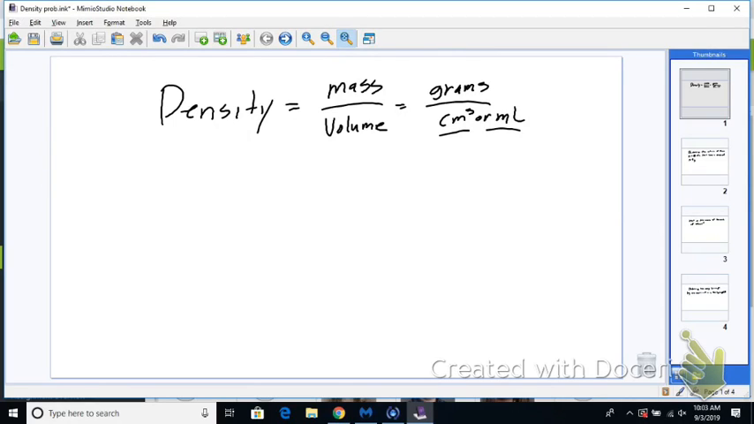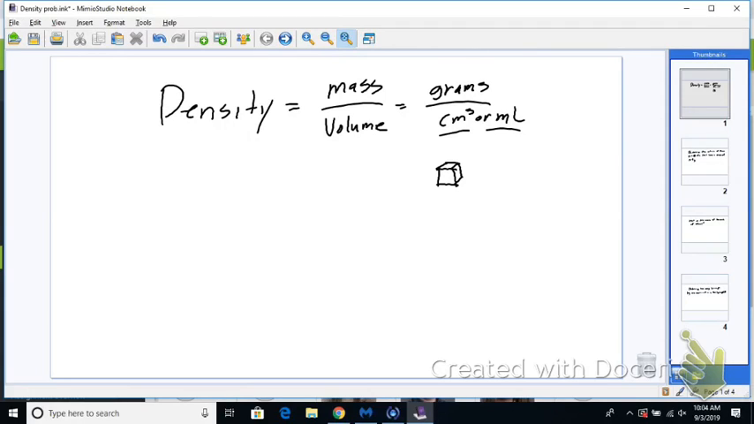You say, well, how are they the same thing? Well, centimeter cubed is more like taking a block and measuring the length and width and height of it. And then once you get that, you just multiply those out and you get centimeters cubed.